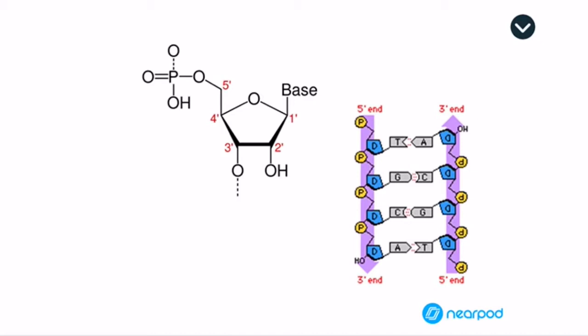So the phosphate is attached to the 5' carbon in the sugar. Organic chemistry is beyond the scope of what we're talking about, but they are numbered this way. The 3' is where the next nucleotide attaches to the phosphate of that nucleotide.